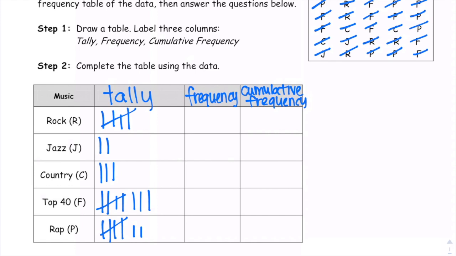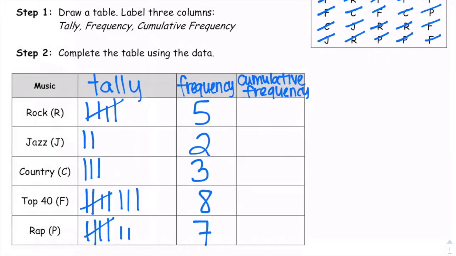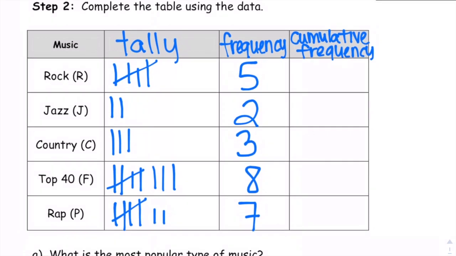So now the frequency is just totaling your tallies. So this gave us 5, 2, 3, 8, and 7. And then cumulative frequency is just adding all our frequencies up as we've gone. So for the first one, we only have 5 so far.